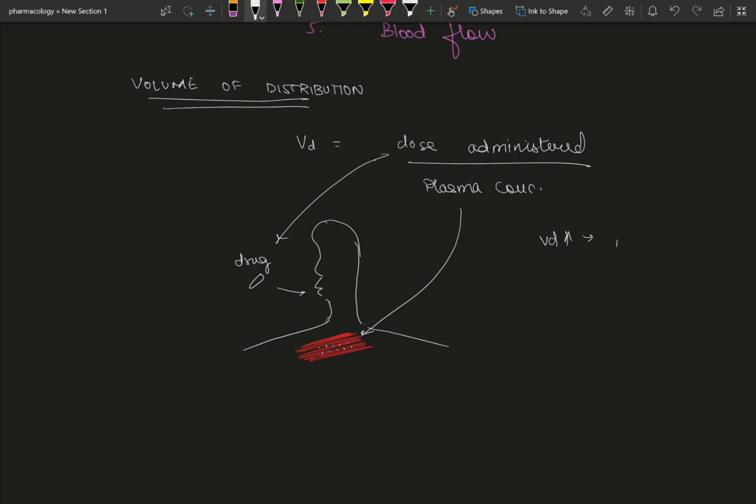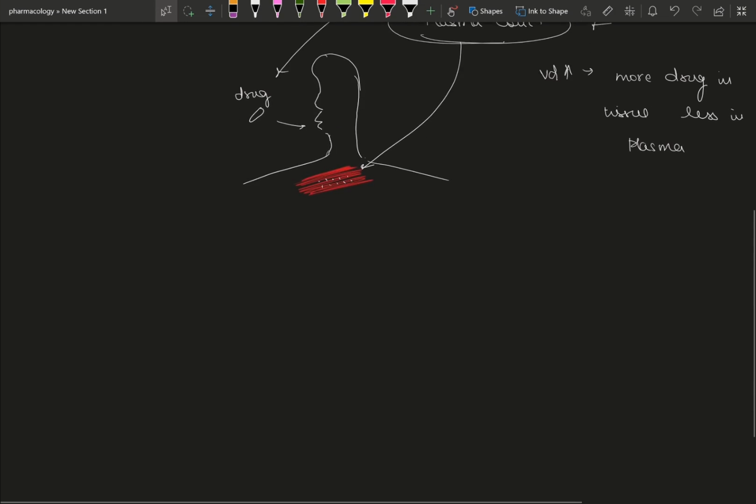So dose administered upon the plasma concentration of the drug. Now if volume of distribution is high, that would mean that more drug is in the tissue and less is in plasma. Obviously, as we can see in the equation, VD is inversely proportional to plasma concentration. So when VD is high, plasma concentration will definitely be low.